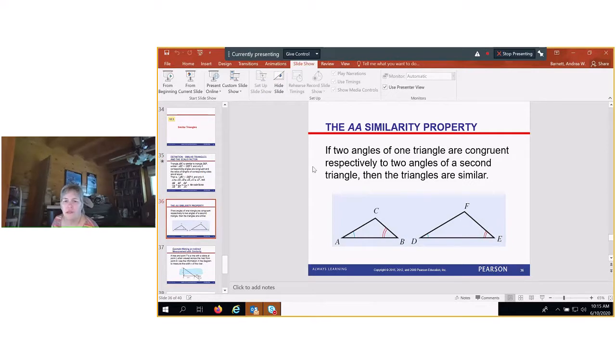As it's looking here, it's got A, B, C, D, E, F, and you notice that it's written in the order that angle A is going to be congruent to angle D, and B is going to be congruent to angle E. And that shows that C then is going to be congruent to angle F. And then these sides are going to be in a scale proportion.